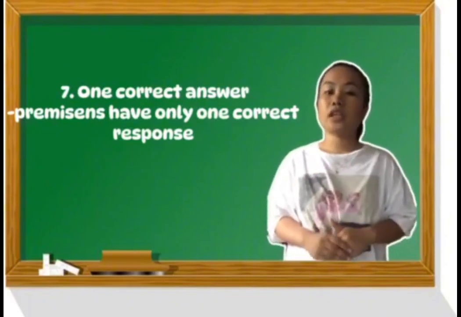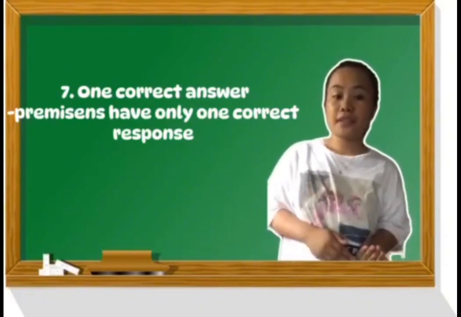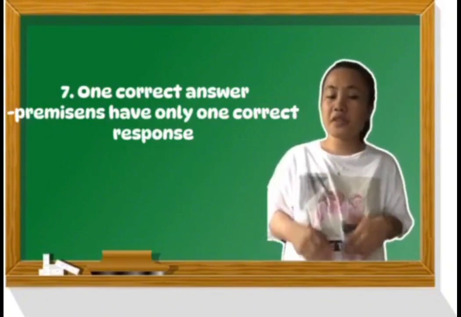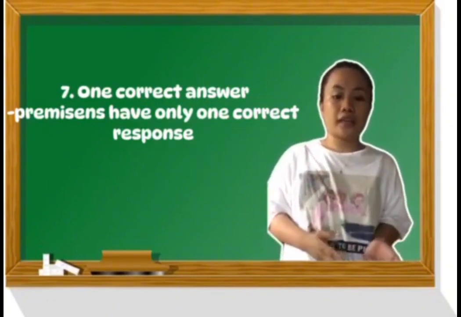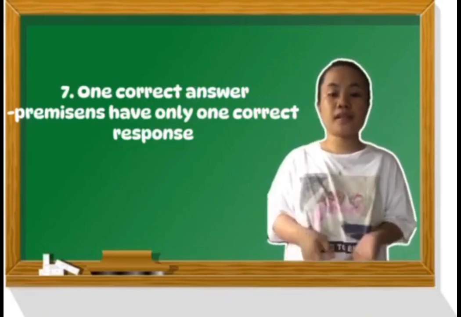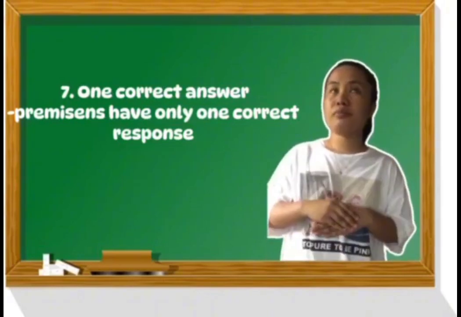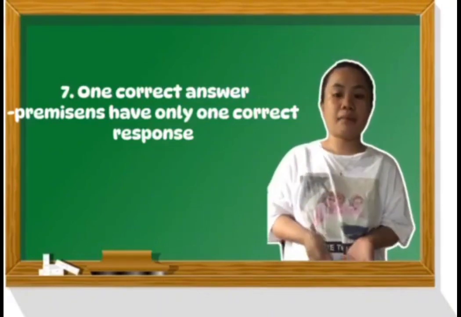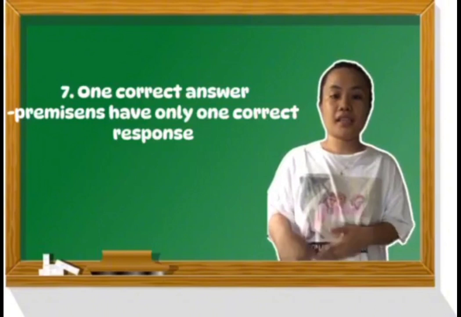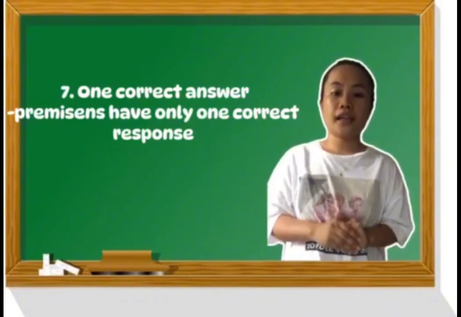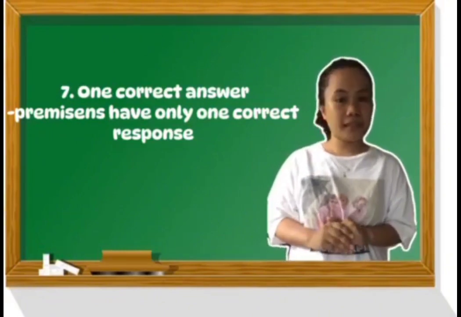Number 7, one correct answer. Every premise should have only one response. It's obvious, but triple check it to make sure that each response can only work for one premise. You can also find more guidelines about the matching type test on some websites. So those are the guidelines for the matching type test.